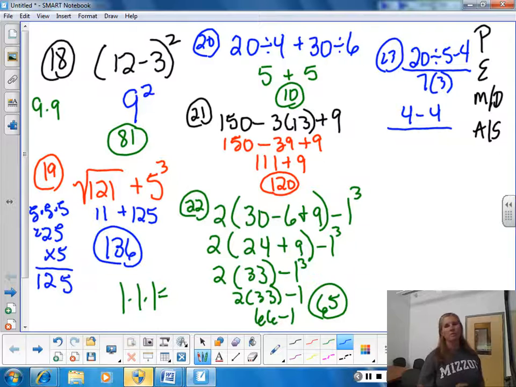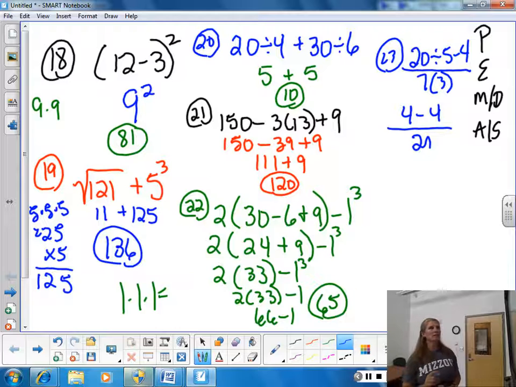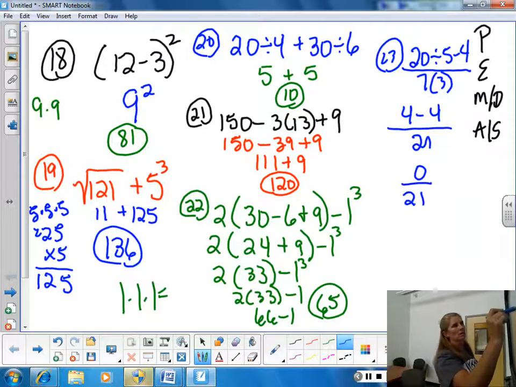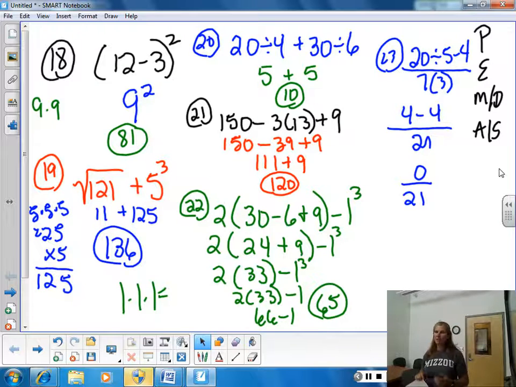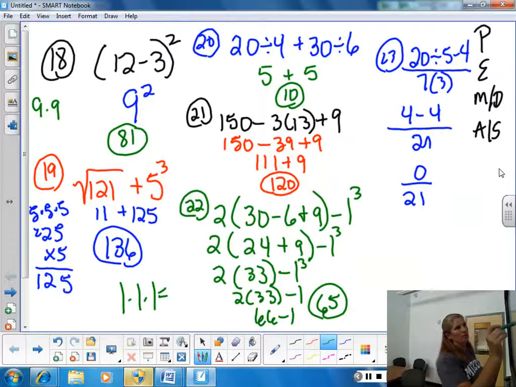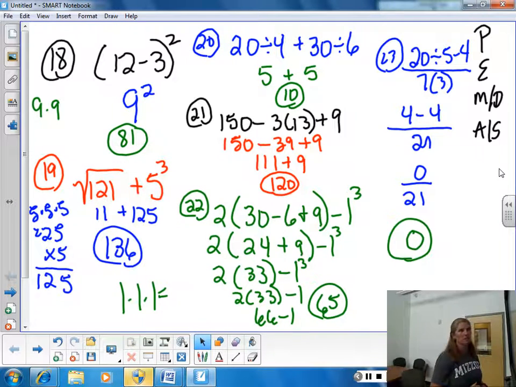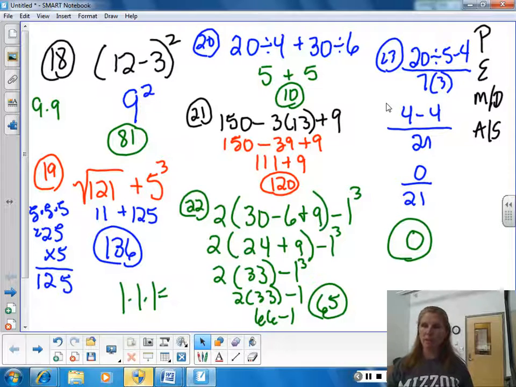And on the bottom, 7 times 3 is 21. But on the top, I have 4 minus 4, and that's 0. So here's the moment of truth. Is that answer undefined, or is it equal to 0? Well, that answer is 0, because 21 goes into 0 0 times. So it's a 0 answer. If the 0 was under, it would be undefined, right? So this one equals 0. 21 goes into 0 0 times. That's a tricky one. You've got to remember that.